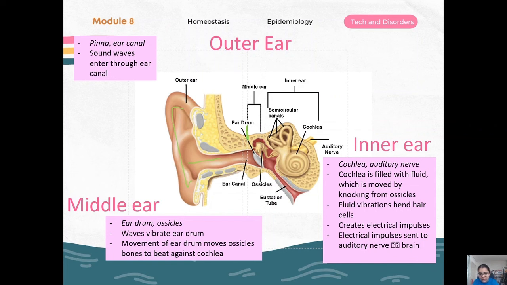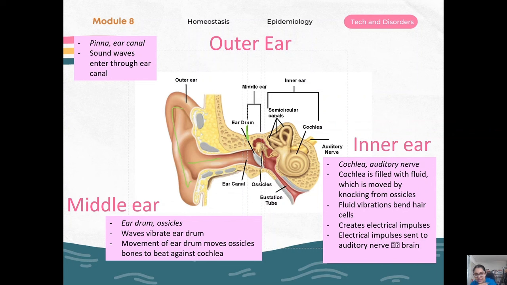What happens in the middle ear is that when the sound waves come through, they vibrate against the eardrum, and it beats against the ossicle and moves the ossicle bone. The ossicle bone kind of opens up and closes and beats against the cochlea here. So you've got the eardrum, you've got the ossicles, and the ossicle will beat against the cochlea here.